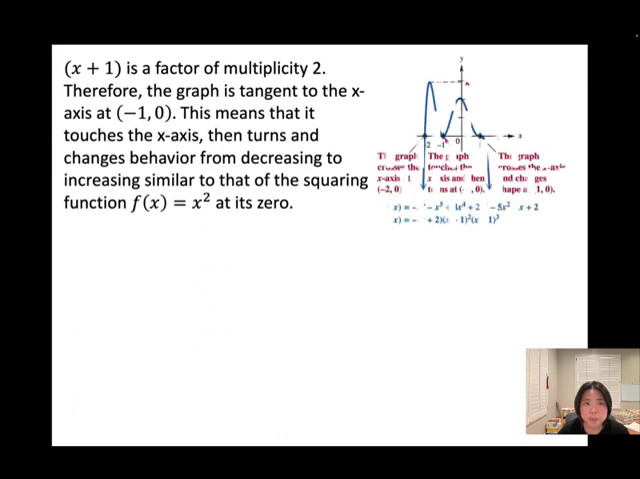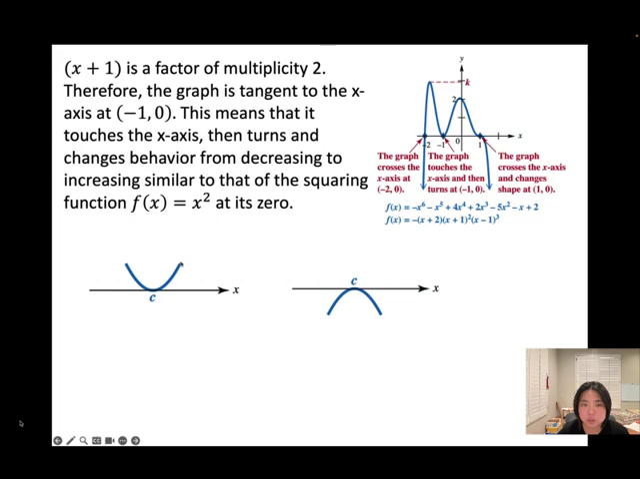Second one, when x plus 1 is a factor of multiplicity 2, that means when you look at the factor, we have x plus 1 squared. This means that the graph touches the x-axis, then turns and changes behavior from decreasing to increasing. When you have the square, it's going to be just like the parabola, just like the U here. Decreasing, then turning, and then going back to increasing. This is what happens when you have a multiplicity of 2.